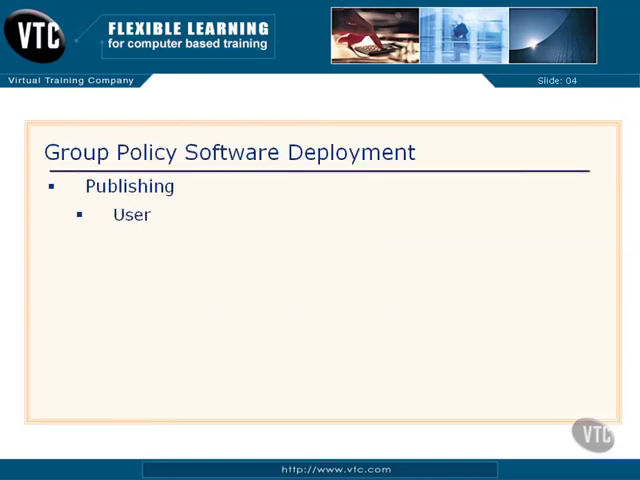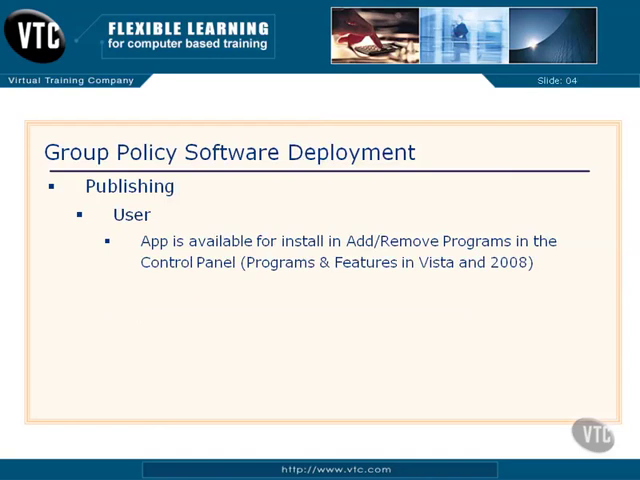Now notice on publishing, on the user side, the difference, the main thing you need to remember is with assignment, if you remember, you got that desktop and it was kind of like the installation was started and then frozen. They double clicked it and it would just take off. On the user side, on publishing, the app shows up in the Add Remove Programs in the control panel, or Programs and Features in Vista and in Server 2008. So the application is available for install out there in Add Remove Programs if they want it. Now, of course, the issue is how many users go check that. But with a little bit of training, you can put them out there.